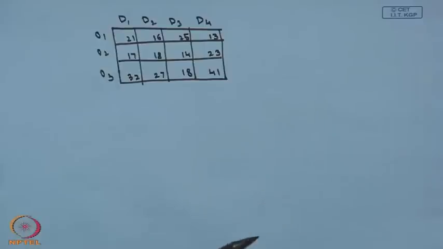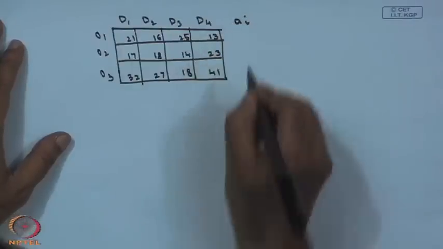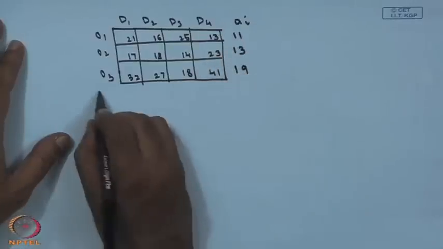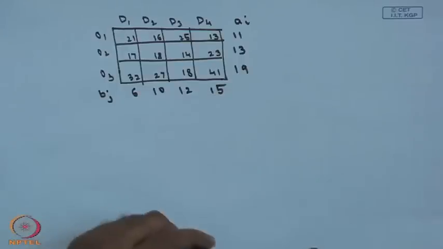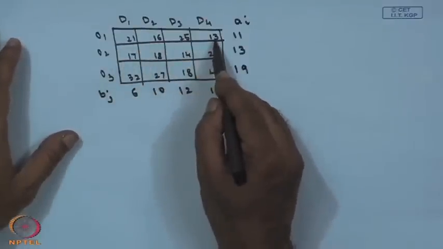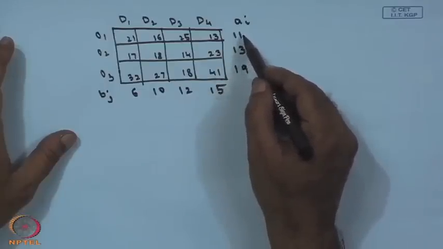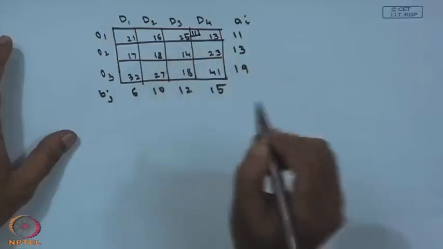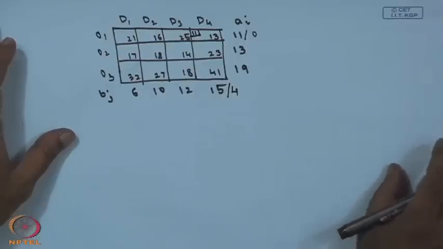So, initially what we are doing, what is the minimum of the first row? The minimum of the first row in cost is 13. Oh, sorry, I have to write down AI and BJ. AI is 11, 13 and 19, whereas BJ is 6, 10, 12 and 15. So, the minimum cost in the row is 13. Allocate the maximum possible between AI and BJ. Here it is 11 and 15, the minimum of 11 and 15 is 11. So, allocate this one. Now it becomes 0, and the demand becomes 4. So, this is the first table.